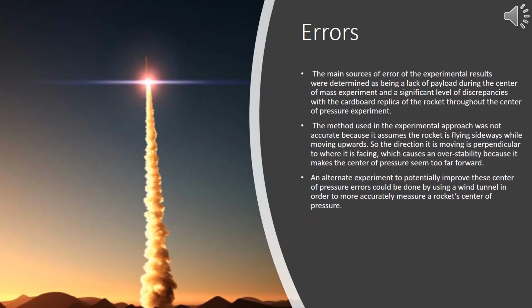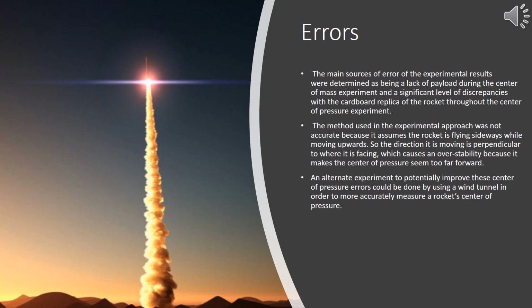The main sources of error of the experimental results were determined as being a lack of payload during the center of mass experiment and a significant level of discrepancies with the cardboard replica of the rocket throughout the center of pressure experiment. This method used in the experimental approach was not accurate because it assumes the rocket is flying sideways while moving upwards, so the direction it is moving is perpendicular to where it is facing, which causes an overstability because it makes the center of pressure seem too far forward. This method makes sure the rocket flies safely and more stable.